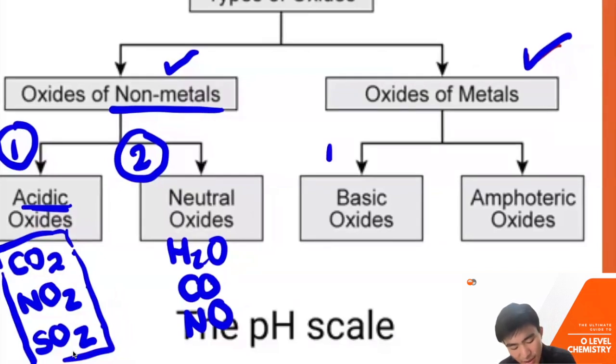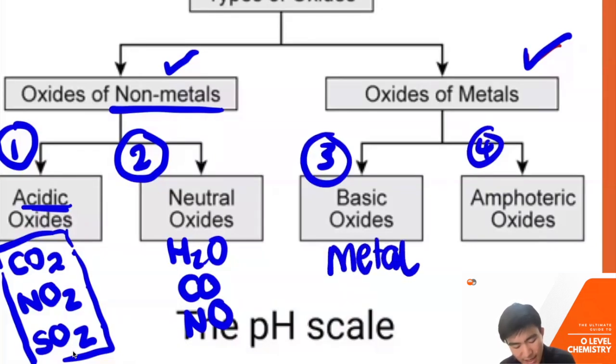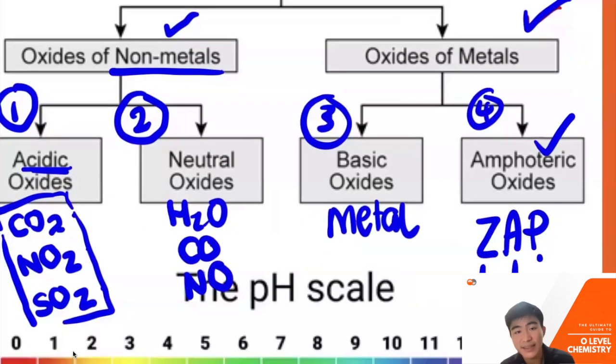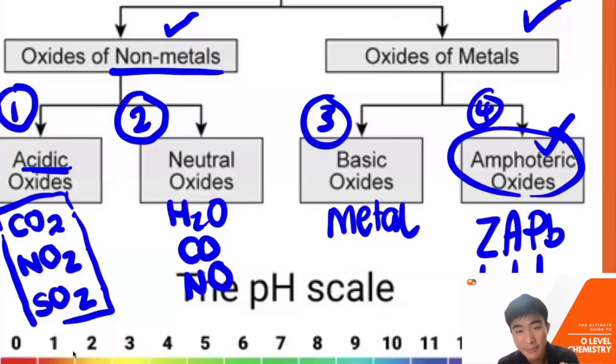Metals got 2 types also. Basic oxide is all metal oxide. Now, this is special. Amphoteric oxide is only reserved for ZAP: zinc, aluminium, and lead. PB is lead. These 3 oxides are amphoteric. Amphoteric means it can react with both base and acid.